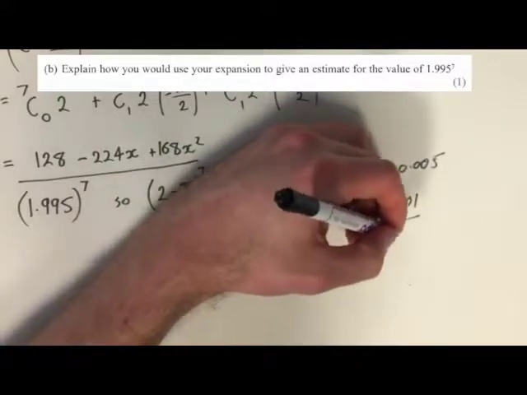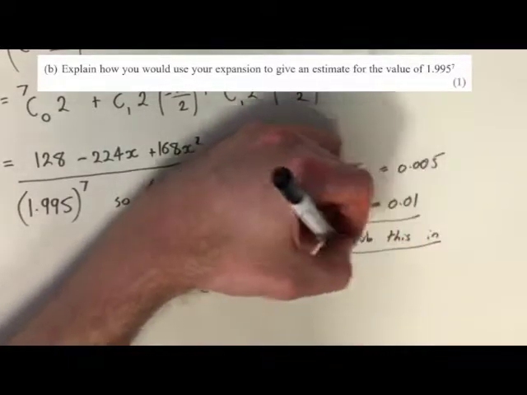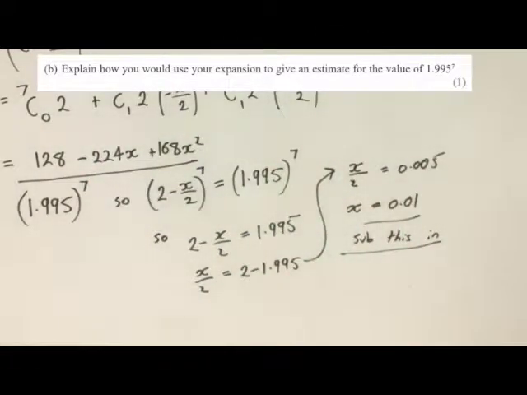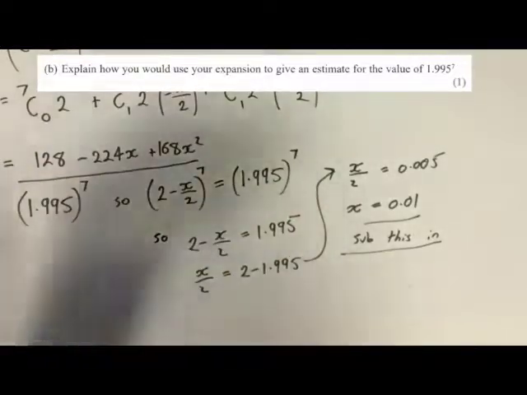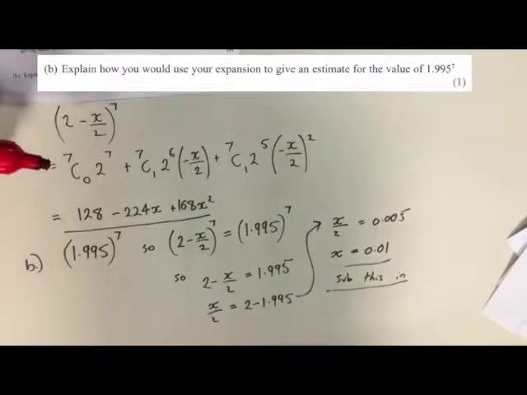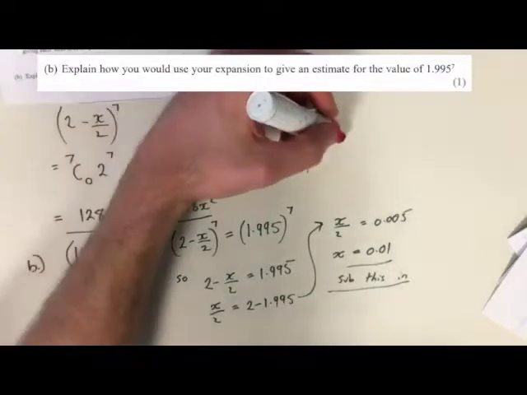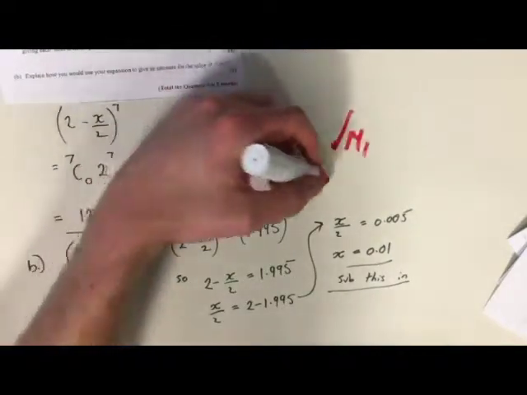So for 1 mark, we need to say substitute x equals 0.01 into the equation. Some of you might be able to spot that straight away, but if you can't, that's the way to do it, and just work out what the bracket has to equal to make the inside the brackets the same.